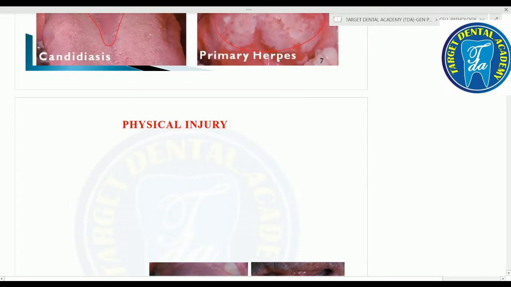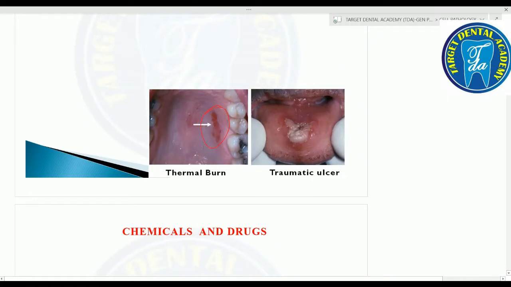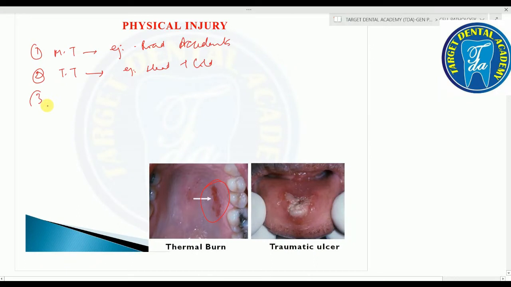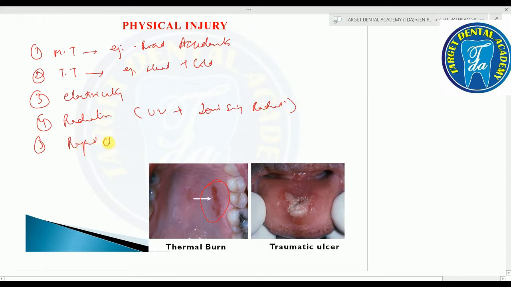Now the physical agents or physical injuries are: number 1, mechanical trauma, for example road accidents. Due to thermal trauma, for example heat and cold. See, this is the thermal trauma or thermal burn. Third is due to electricity, or due to radiations, whether ultraviolet or ionizing radiation. And last is the rapid changes in atmospheric pressure. Fine. And it is also due to the traumatic ulcer.